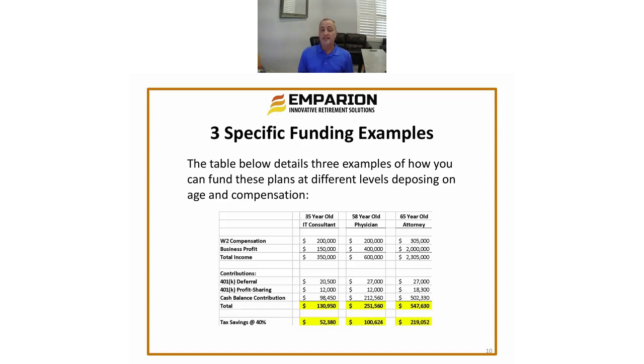Profit sharing would still be 6%, so that's going to be the exact same number as the 35-year-old consultant, the $12,000. Also, the contribution for this person, because of age, again, we've got the W-2 is the same, but based on age, this person's getting $212,000 in first year. Again, total contribution of around $250,000, saving about 40% in taxes, or about $100,000 there.